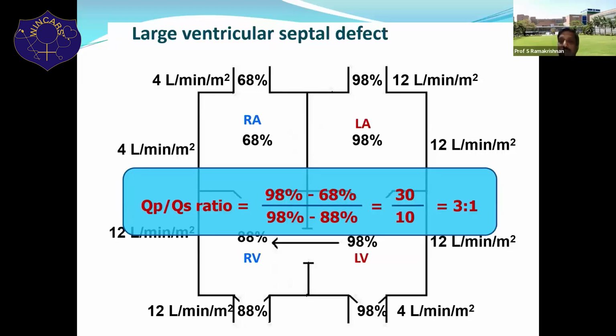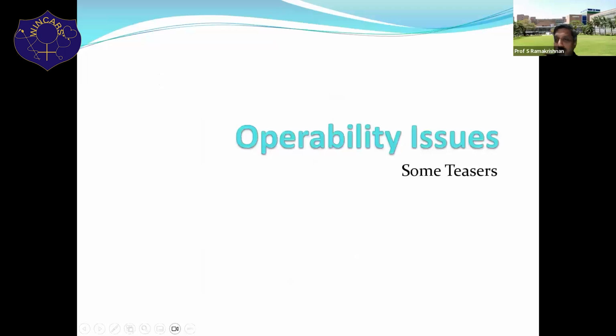While you are calculating, you should be able to calculate. The advantage of this ratio, QP/QS or PVRI by SVRI ratio, is that it takes away all the assumptions that we make about oxygen consumption and all those things. That is why this ratio is very important. We'll come back to QEP and QP later.